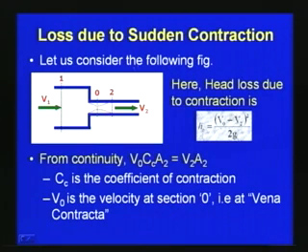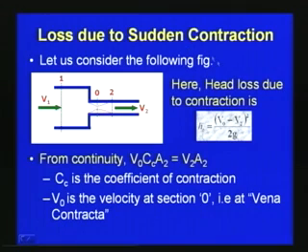Similarly, let us consider the loss due to sudden contraction, using the following figure. Here, section 1 has the larger diameter and then a smaller diameter. The velocity is V1 at section 1 and the velocity at section 2 is V2. In the case of contraction, a jet is formed, and a smaller section will be there, which is called the vena contracta.